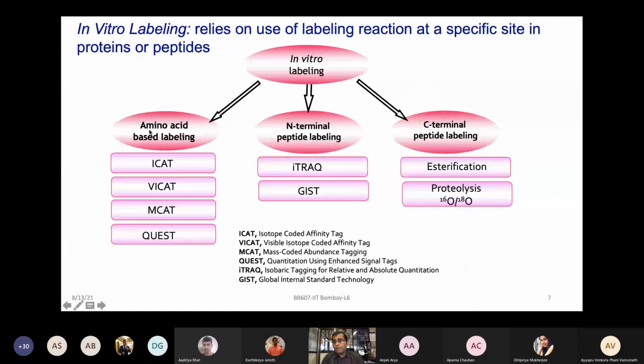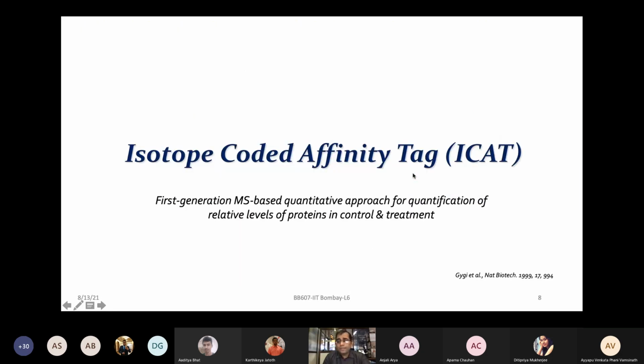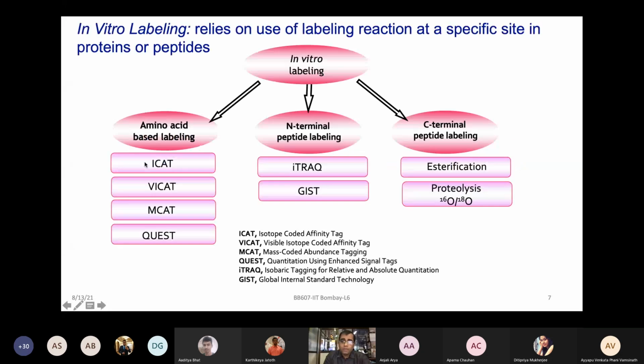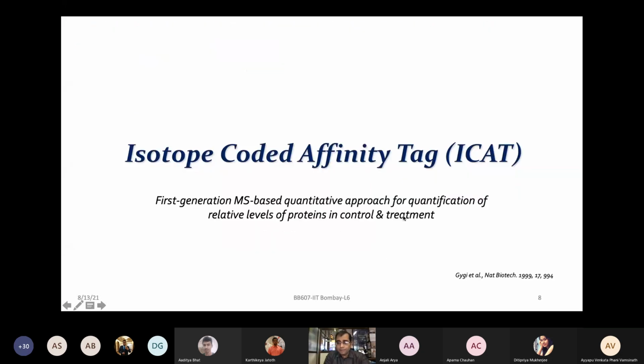And let me talk to you about labeling strategies. I briefly spoke to you that there could be different in vitro and in vivo labeling methods. In vitro labeling methods look at different strategies, either labeling of amino acids or peptide labeling at the N-terminal sequence or the C-terminal part. So let's take only a few techniques here because we cannot talk about all of them. I'll just pick one amino acid-based labeling and one N-terminal peptide labeling.